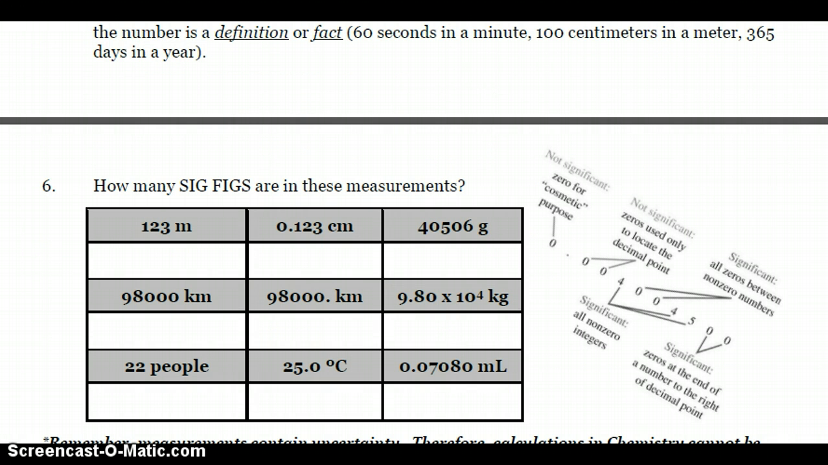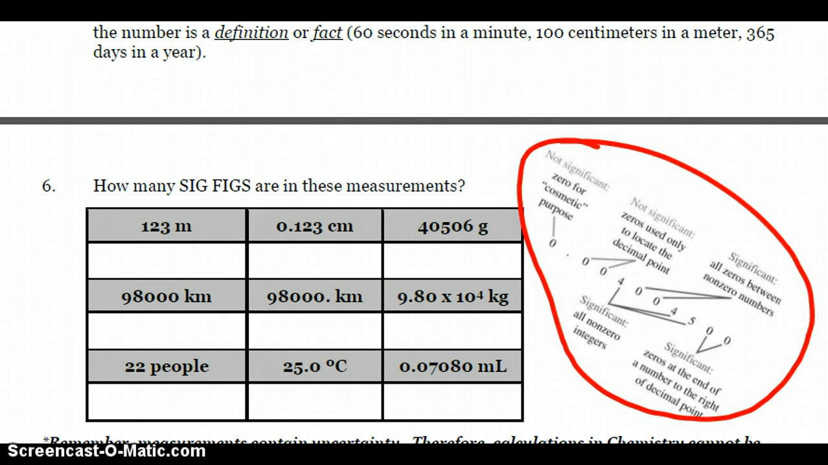So what you want to do now is try and attempt these 9 measurements and tell me how many sig figs are in them. And over here on the side, you see I put a little picture of some highlights of those rules. But give it your best shot for those 9 measurements and answering how many sig figs there are. And you can pause the video and do that, and then restart the video and I'll show you the answers.